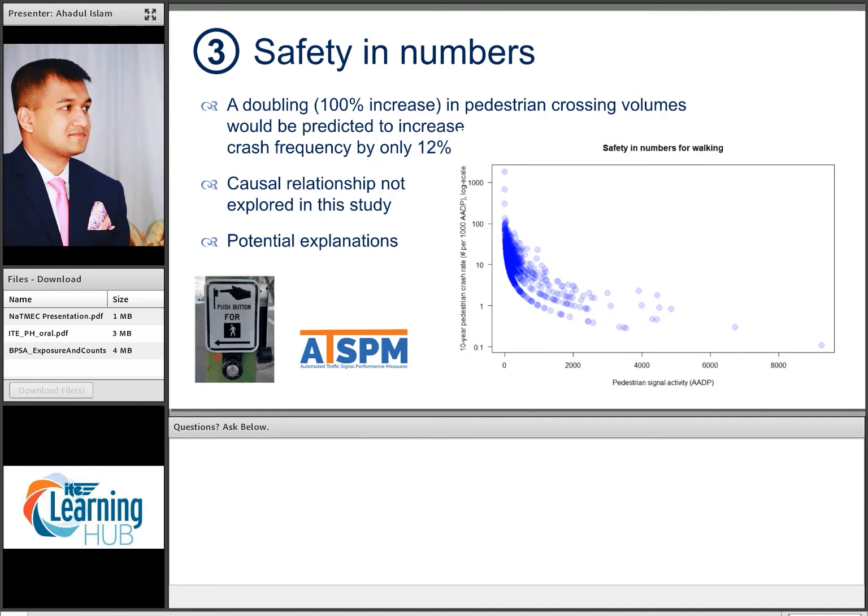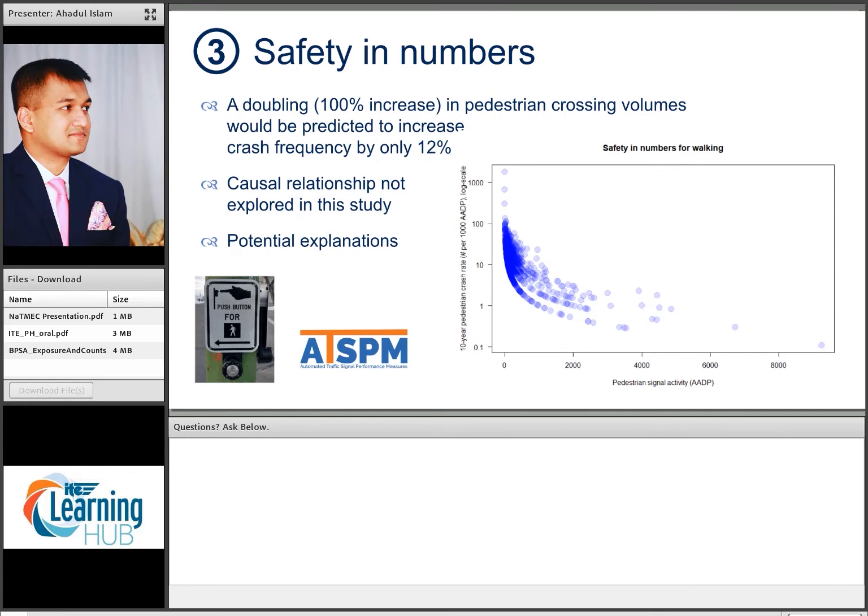a doubling in pedestrian crossing volumes would be predicted to increase crash frequency by only 12%, which proves the safety in numbers concept. The figure here depicts this relationship, where pedestrian crash rates decline with increasing pedestrian volumes. Although our analysis was not designed to uncover the reasons for the safety in numbers relationship, a potential explanation is that the more often motorists see people walking, the more likely they are aware of them and the more experience they have driving safely around non-motorized users.